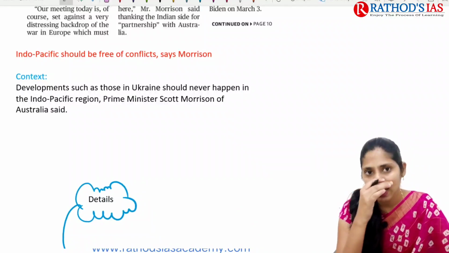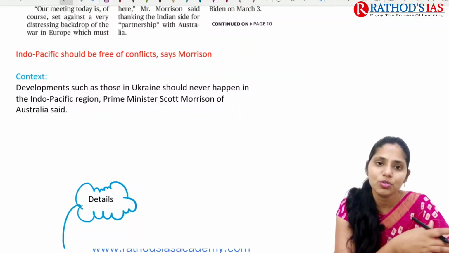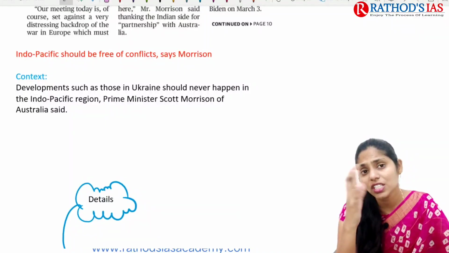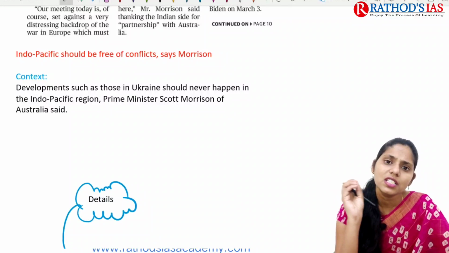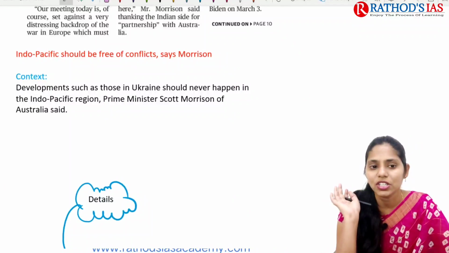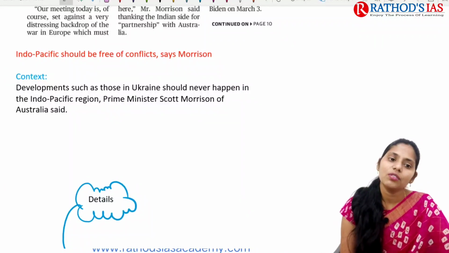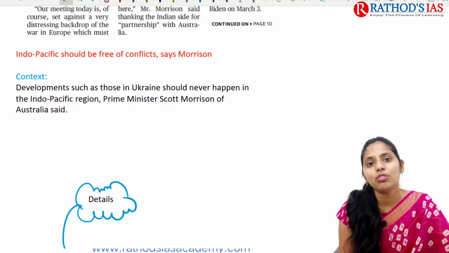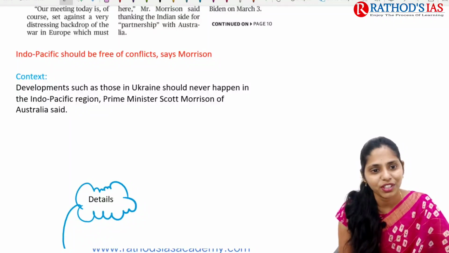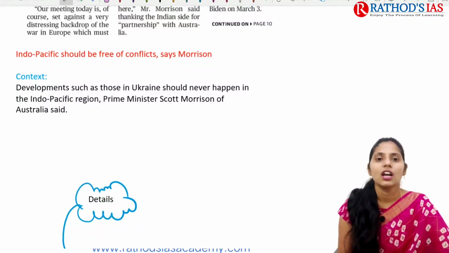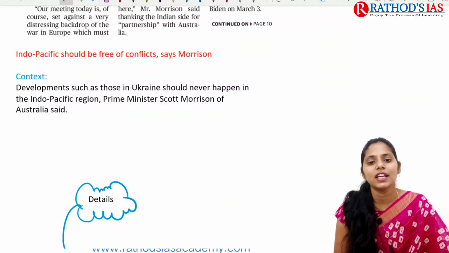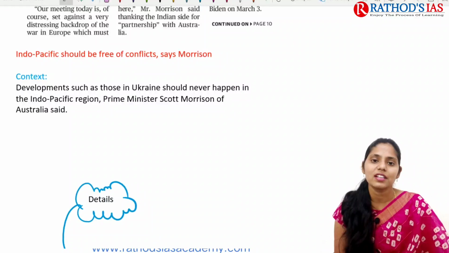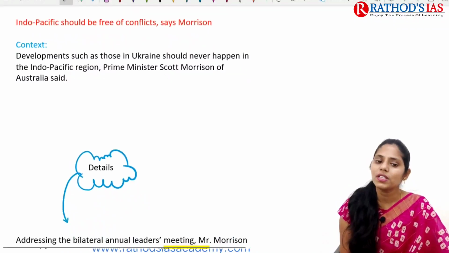Actually, you know that there is a shifting of power from west towards east. From the Atlantic towards the Indo-Pacific region, there is a shifting of power. And most of the countries keep an eye on this Indo-Pacific region. In this context, we know about the Quad grouping, we know about AUKUS. All these groups are mainly focusing on securing this Indo-Pacific region. So in this context, the Prime Minister of Australia said that the developments we are seeing in this Russia-Ukraine crisis should not happen in this Indo-Pacific region.